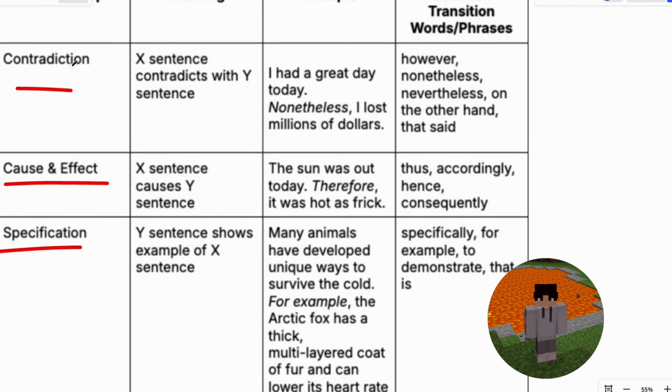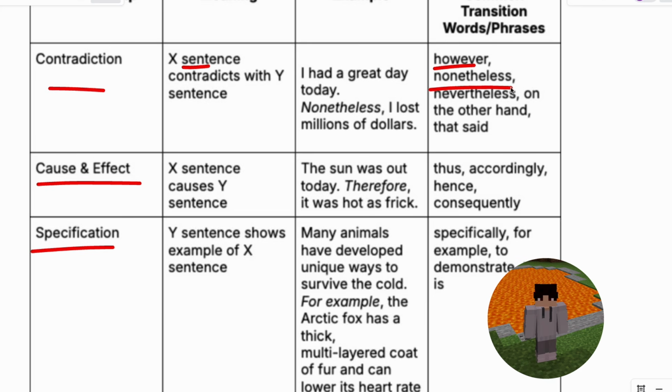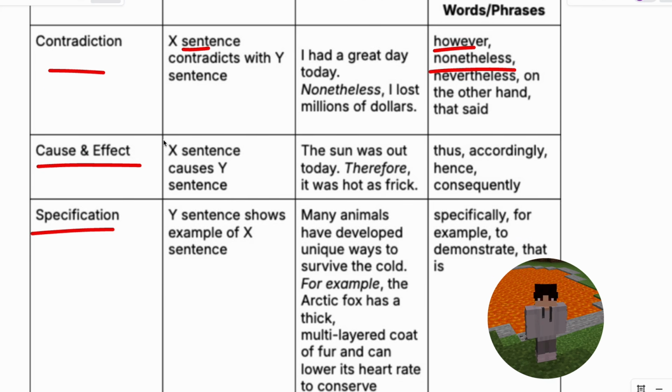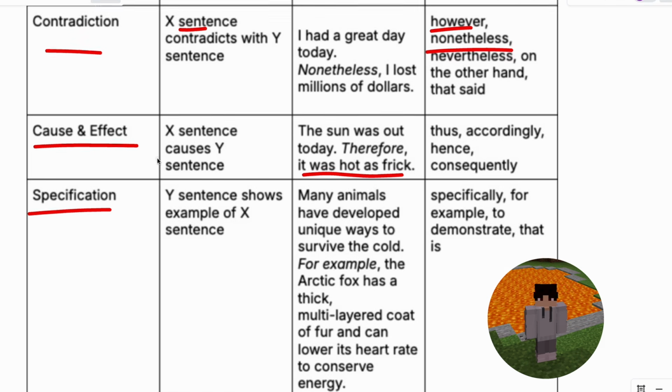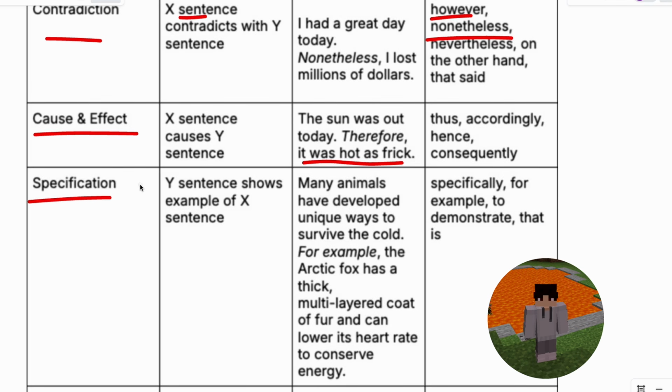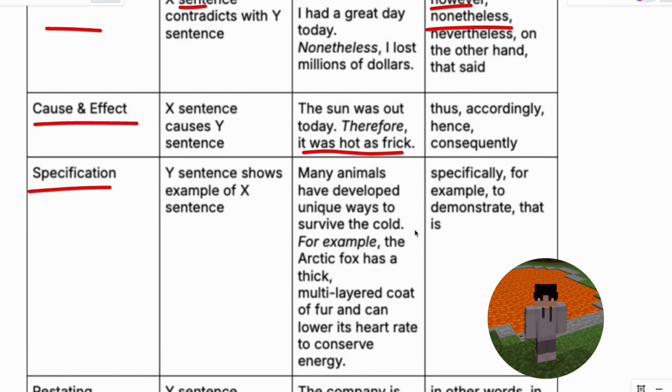Contradictions are transition words that basically just mean that the first sentence contradicts with the second sentence. However, nonetheless. Cause and effect means that the first sentence basically causes the second sentence. The sun was out, therefore it was hot. In specification, it basically provides an example of what was happening in the previous sentence. Many animals have developed unique ways to survive the cold. For example, the Arctic fox has a thick multi-layered coat of fur and can lower its heart rate to conserve energy. Specifically, for example, to demonstrate.